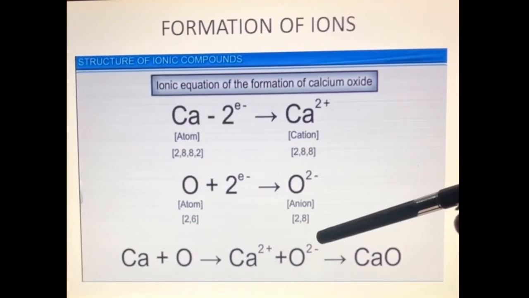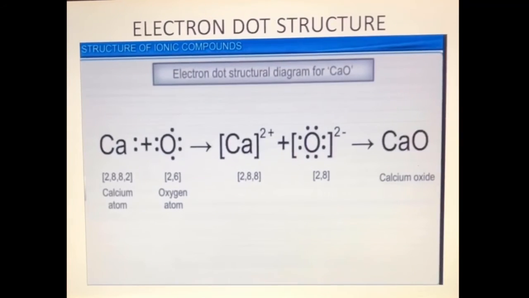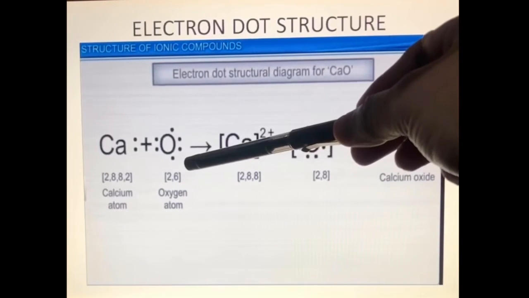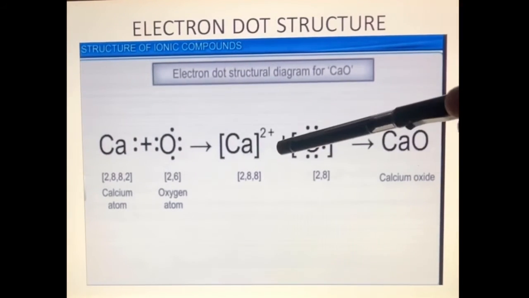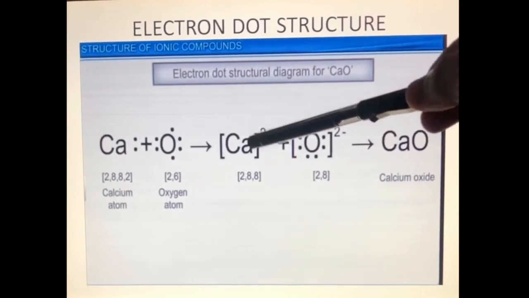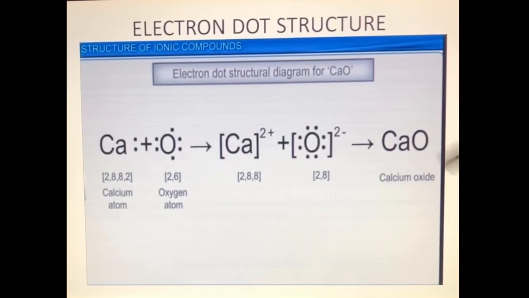So Ca2+ and O2- combine to form CaO, and the electron dot structure of calcium oxide is as follows. Ca gives 2 electrons to oxygen to form Ca2+, and oxygen accepts 2 electrons to get O2-, and the compound is CaO.